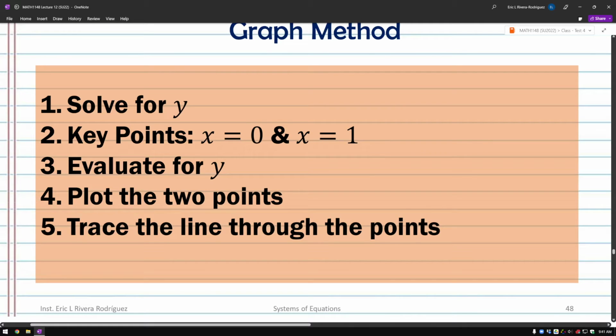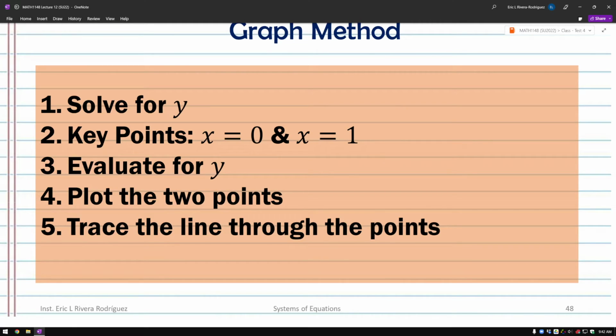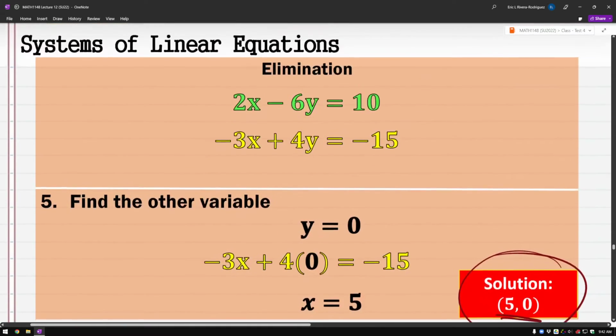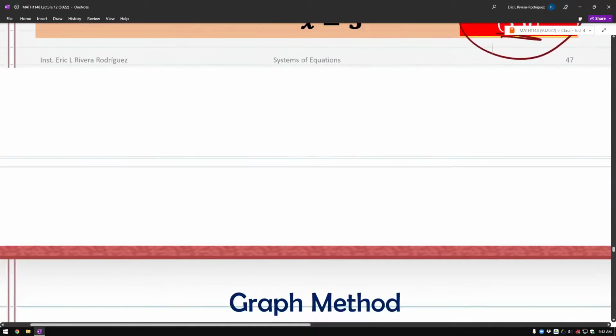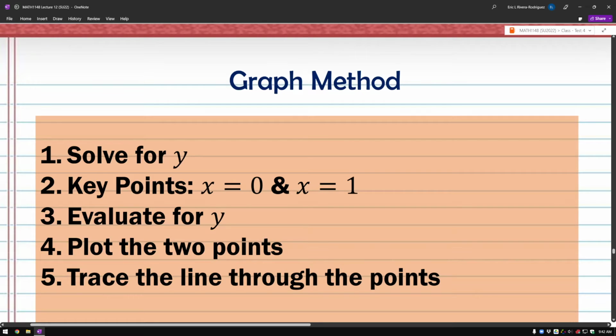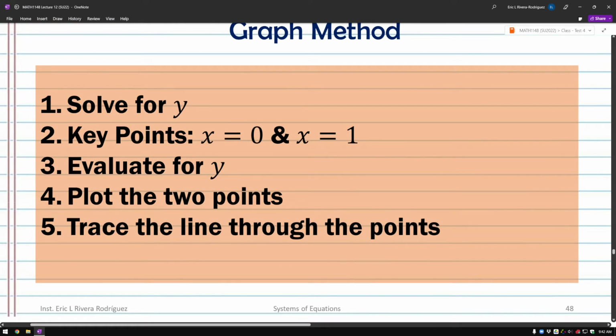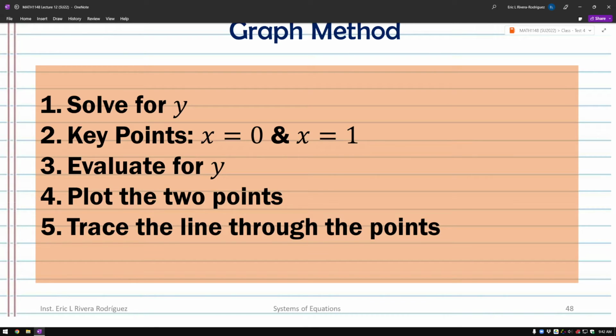This is our recommendation. We solve for y, so that means that we write our equation in terms of y. Then, we are working with linear equations, so it will be two key points because they are lines. Usually the easiest values to use are x equals 0 and x equals 1. We evaluate for y, so then we have 2 points, we plot the points, and we trace the lines through the points.